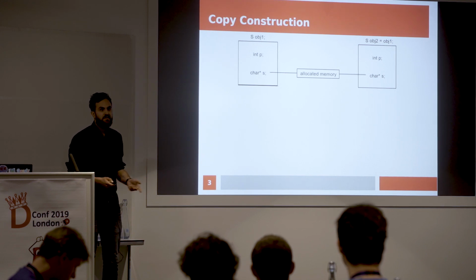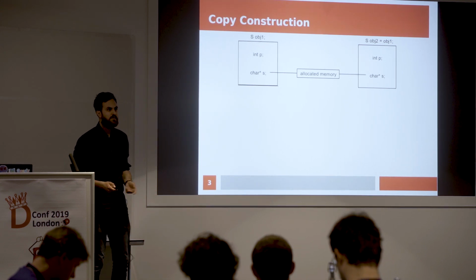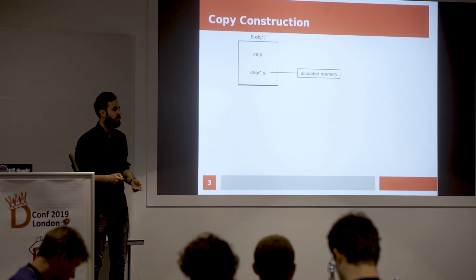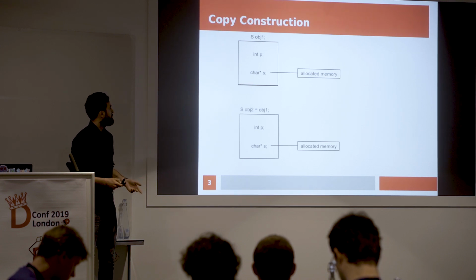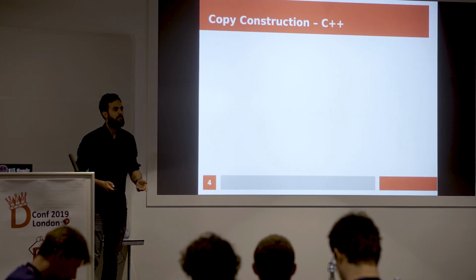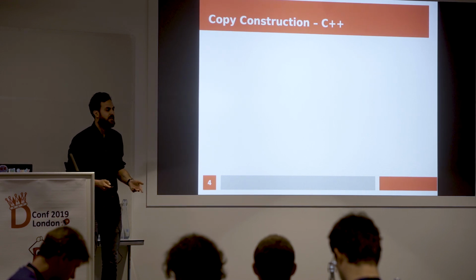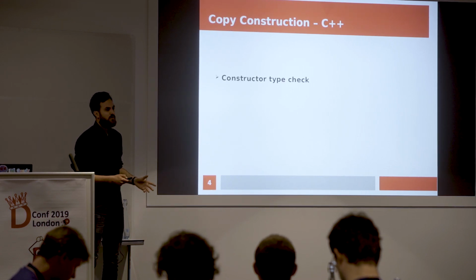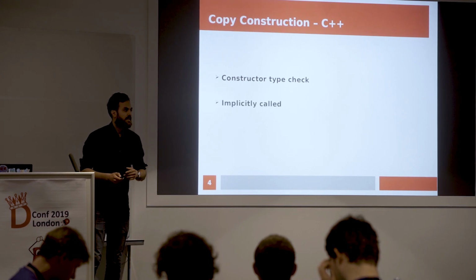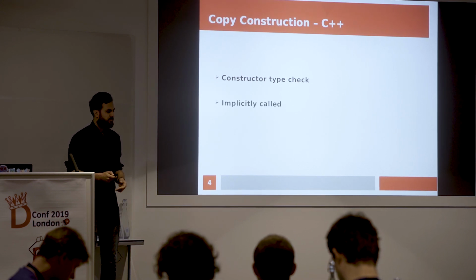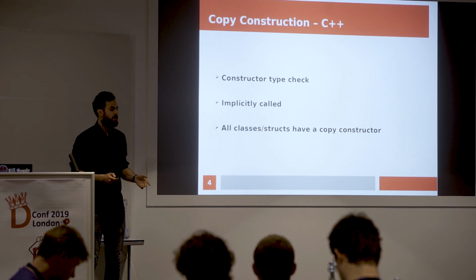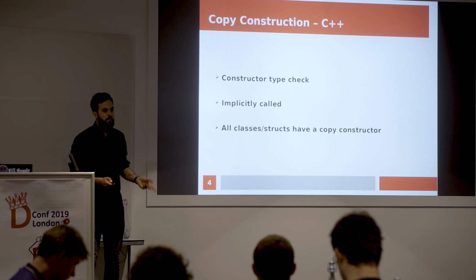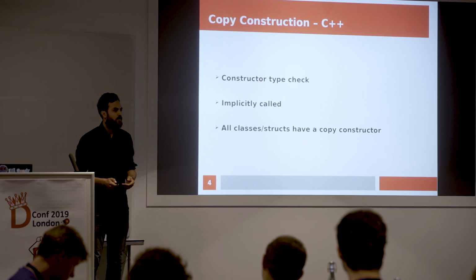Now, this behavior may be the desired one in many situations, but there are also situations where you would like a deep copy where the allocated memory is also copied. Now, C++ solves this by introducing a special type of constructor, which is a copy constructor that the user can define. It is type checked as a constructor. We will see later what that means. And it is implicitly called in certain situations. Now, another important aspect is that in C++, all structs and classes have a default copy constructor, which the compiler generates if the user does not provide one.